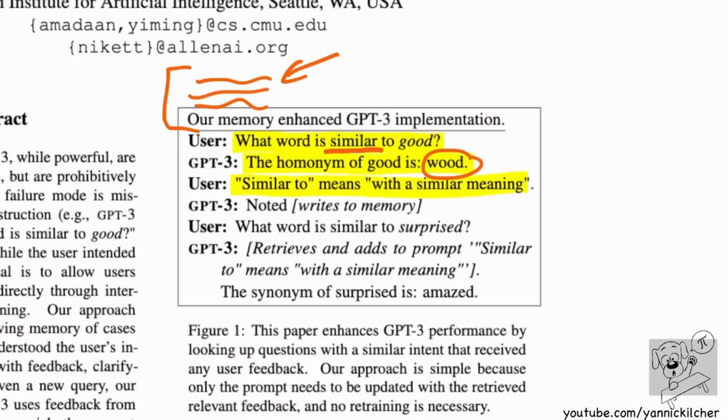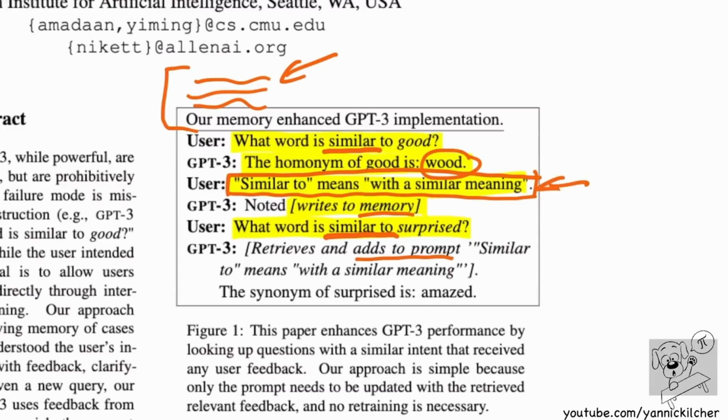So in this new system, this thing right here would be called feedback. And the user would be able to give this feedback to GPT-3, and then GPT-3 would write that to memory. Now, it's not actually GPT-3, it's sort of like a plugin that the paper develops. And then the next time the user asks, for example, what word is similar to surprised? The system will remember that the last time the user asked a question like that, like what word is similar to another word, the system will go back to the memory, retrieve the feedback right here, put it into the prompt, and then guide GPT-3 to actually answer in the correct way. And so GPT-3 here says the synonym of surprised is amazed.